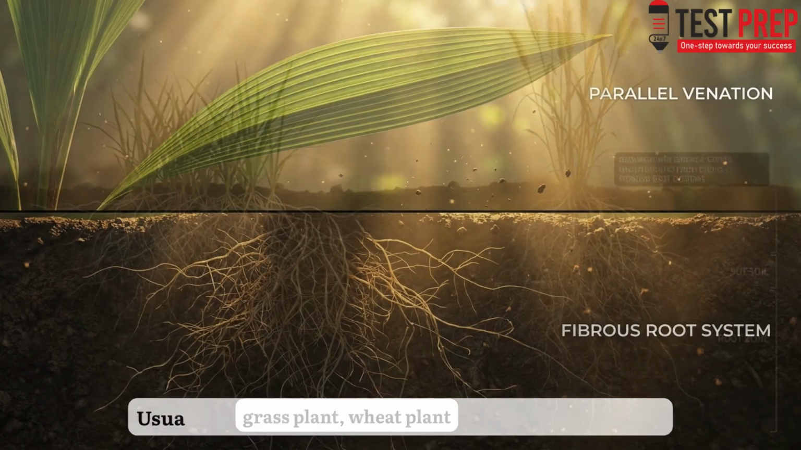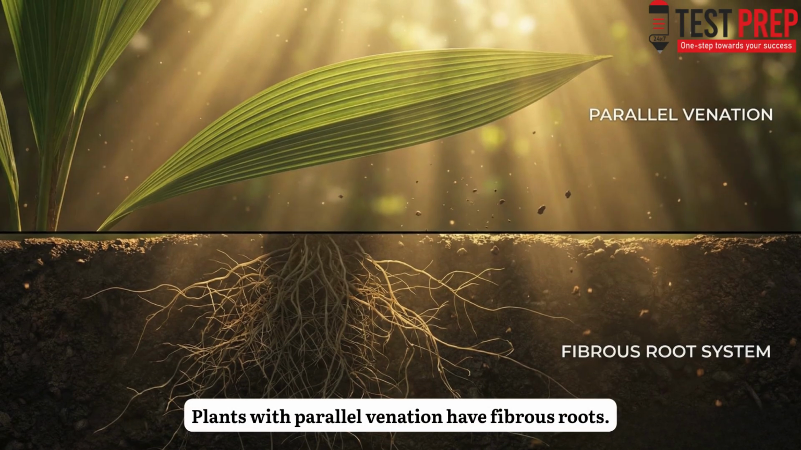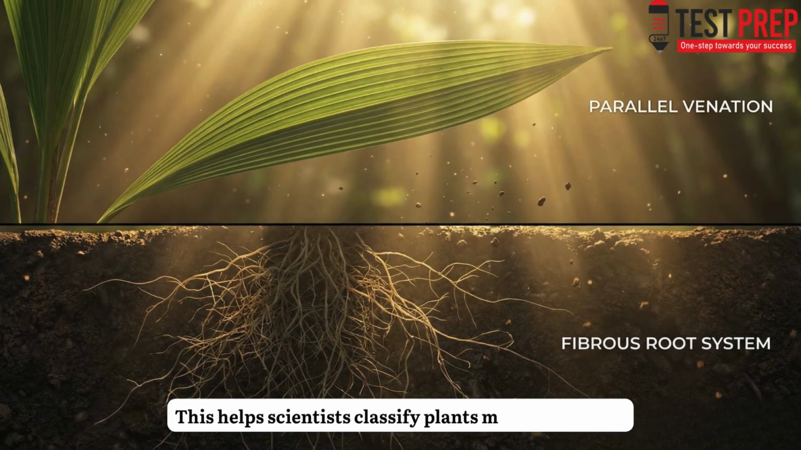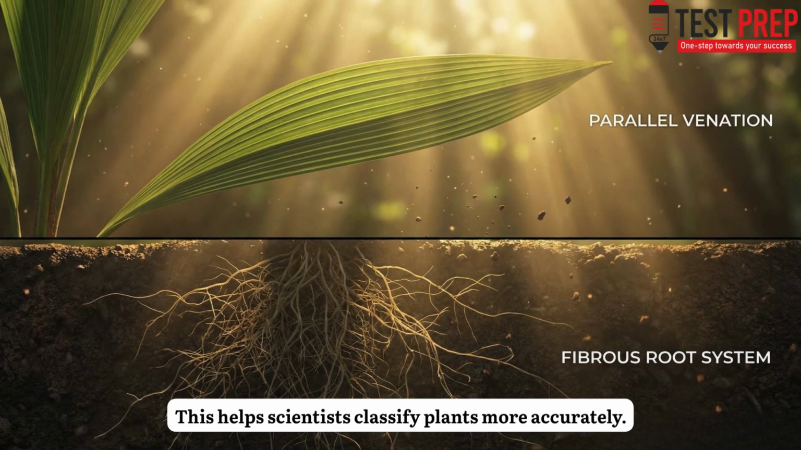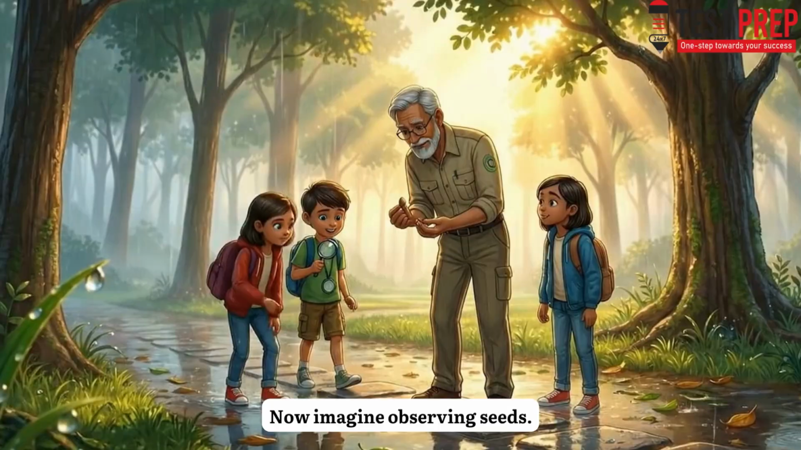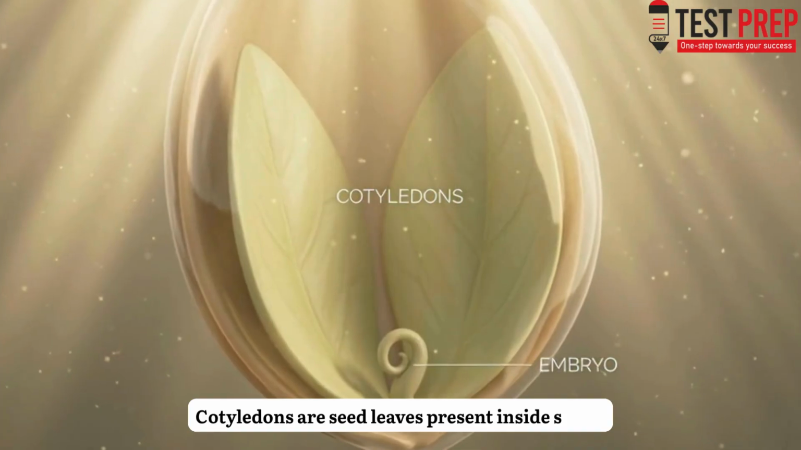Usually, plants with reticulate venation have taproots. Plants with parallel venation have fibrous roots. This helps scientists classify plants more accurately. Monocots and dicots. Now imagine observing seeds. Inside seeds are cotyledons. Cotyledons are seed leaves present inside seeds.